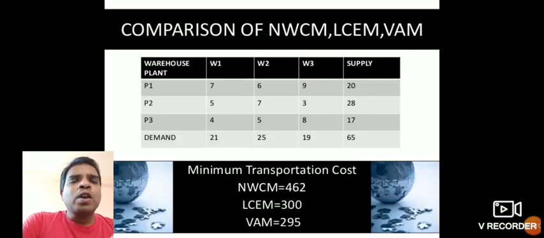Now the same problem we have solved by using three methods, that is the northwest corner method, least cost entry method, and Vogel's approximation method. From the northwest corner method, the cost is 462. The least cost entry method gives 300, and Vogel's approximation method gives 295.